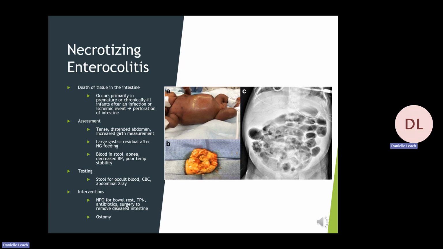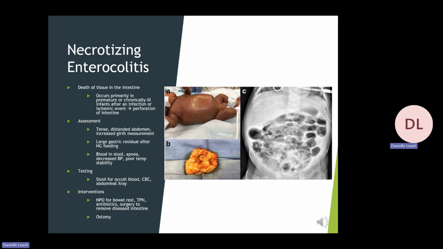Testing, so we can test the stool for occult blood to see if what we're seeing in their stool is actually blood, or sometimes it is hidden. A CBC, and an abdominal x-ray so that they can visualize the intestine. So you can see on this x-ray here, the baby's belly does appear very huge. And again, you don't need to interpret x-rays, but you may be able to see here that there is a lot of gas in the abdomen.